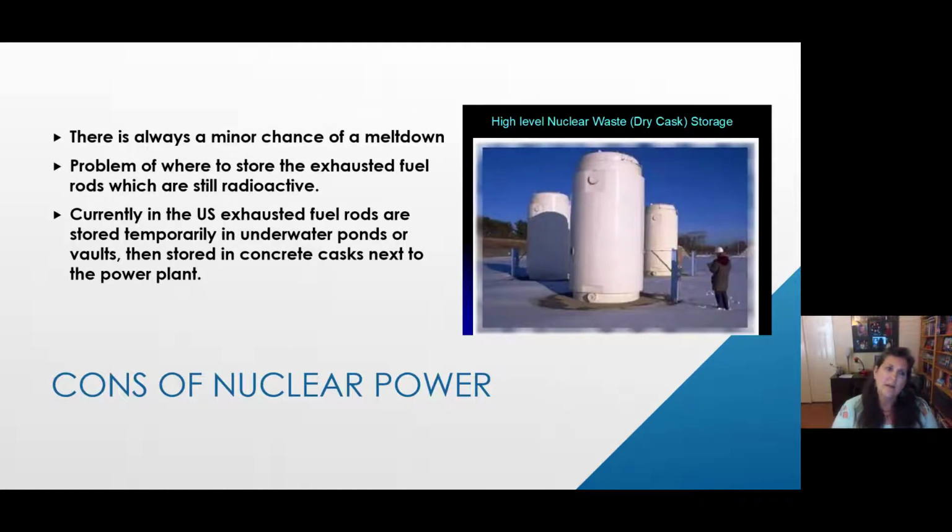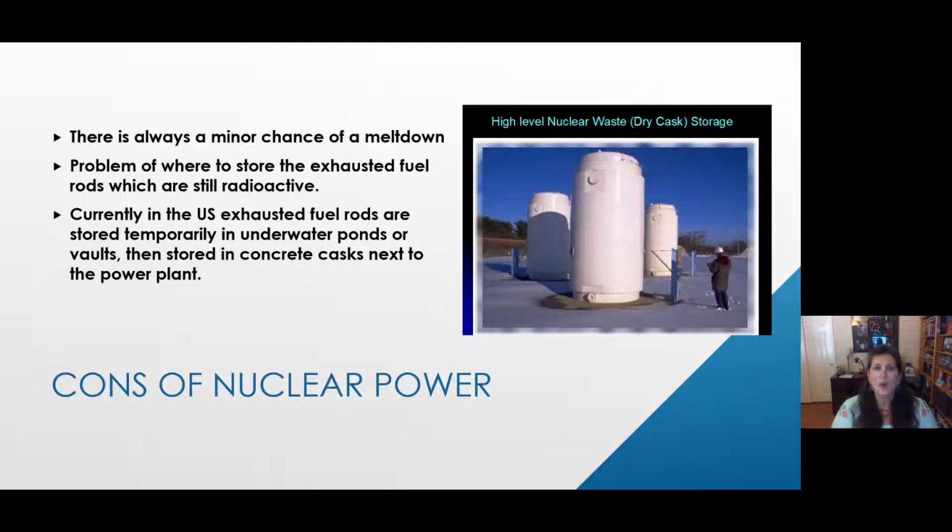So what's the downside? Well, there's always the very small chance we could have a meltdown. That is when the reactor gets out of control and it creates so much heat that the reactor melts. Now remember, it cannot explode like a nuclear bomb. What we can have is we can have it melt, and then we can have chemical explosions, but not nuclear explosions. So that's no good though. We don't want our reactors melting down because that releases some radioactivity in the area.